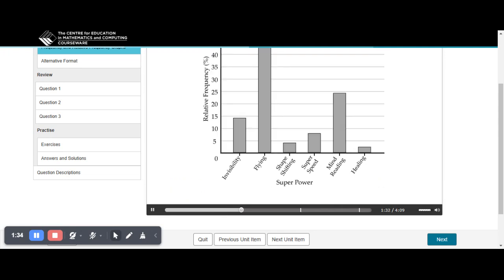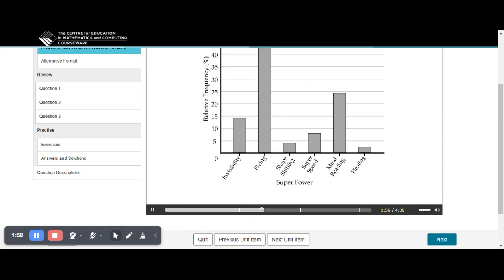Here is a bar graph of the relative frequency of the superpower responses. Recall that the relative frequency is the frequency of each superpower as a percent of the total number of responses. Once again, each superpower label is placed along the horizontal axis, while the vertical axis is the relative frequency as a percent for each response.